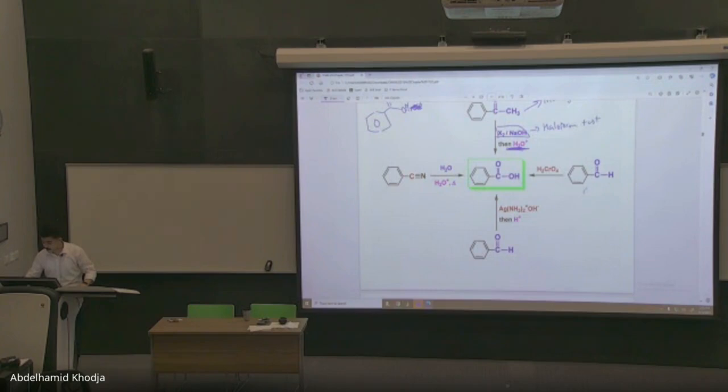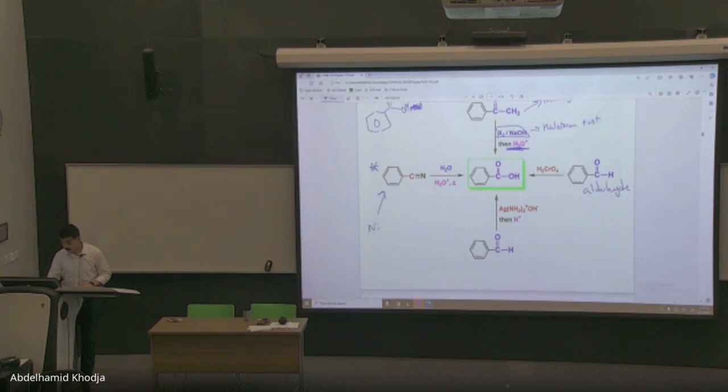Similarly, this is an aldehyde to carboxylic acid. You've seen this in chapter 12, it repeats itself. This reaction here, I think, is new. Yes, this is new, and this is important. He asked us a mechanism in our exam.